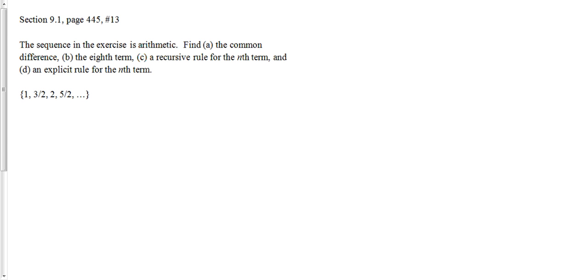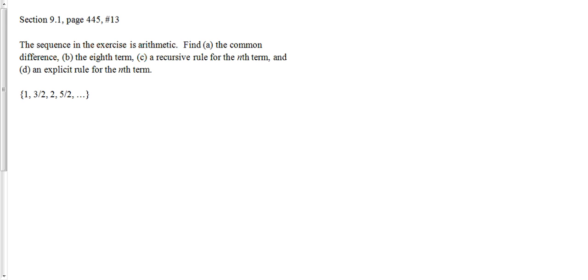Let's do section 9.1, page 445, number 13. The problem reads: the sequence in the exercise is arithmetic. Find A, the common difference, B, the eighth term, C, a recursive rule for the nth term, and D, an explicit rule for the nth term. And our sequence is 1, 3 halves, 2, 5 halves, dot, dot, dot.